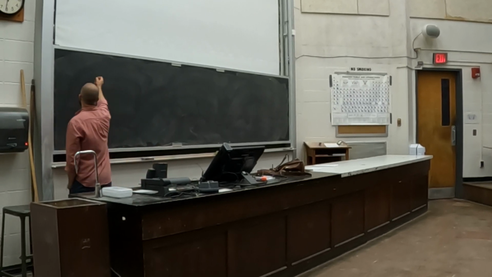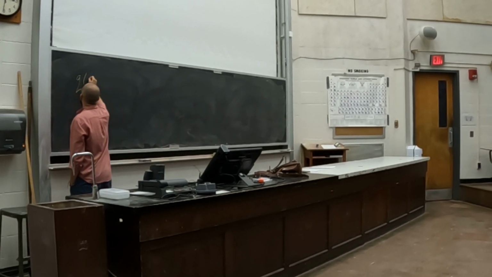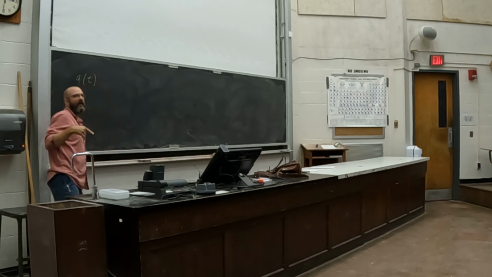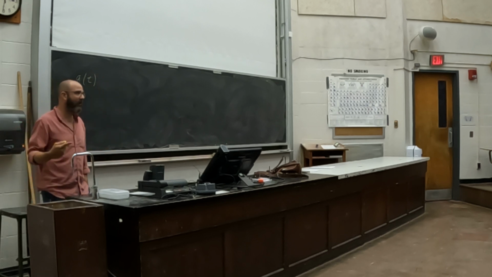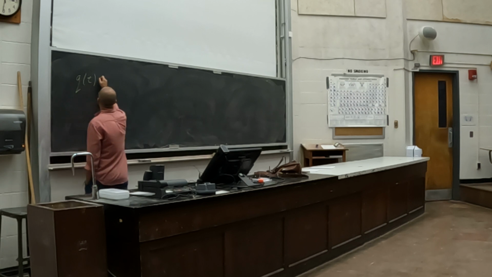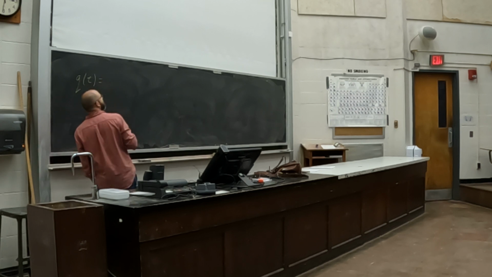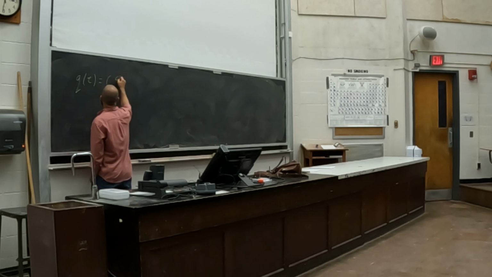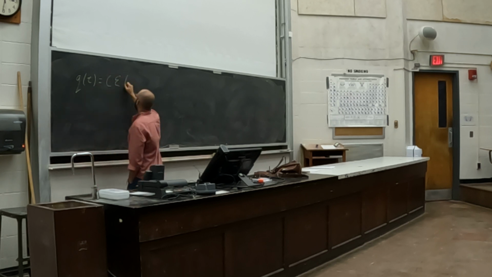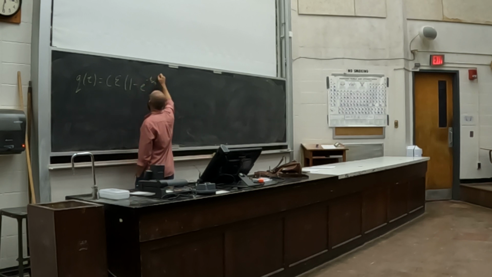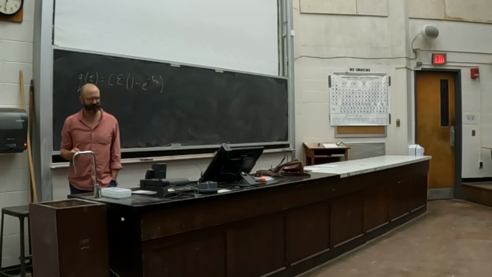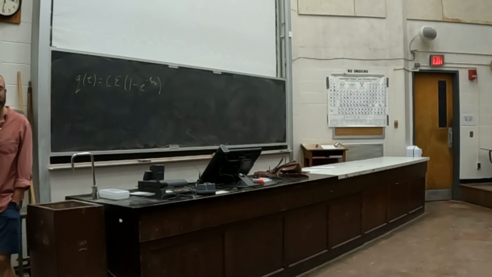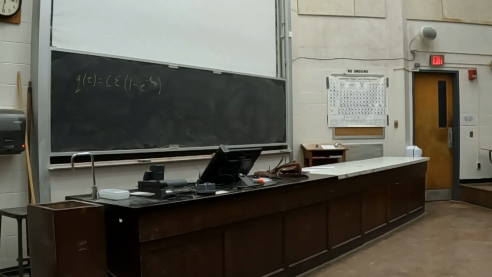You had an expression for the charge appearing on a capacitor as a function of time. This is a charging capacitor: Q equals CE times (1 minus e to the minus t over tau). And what is tau? Characteristic time. How do you calculate it?